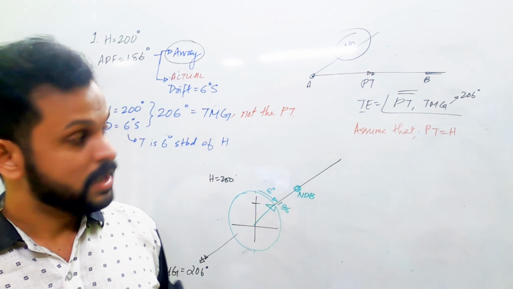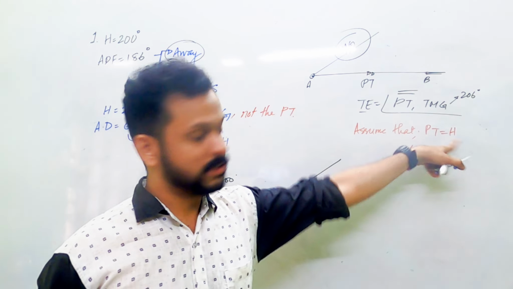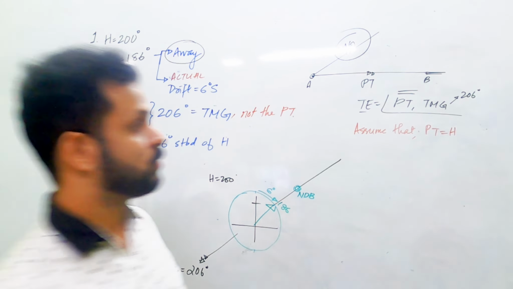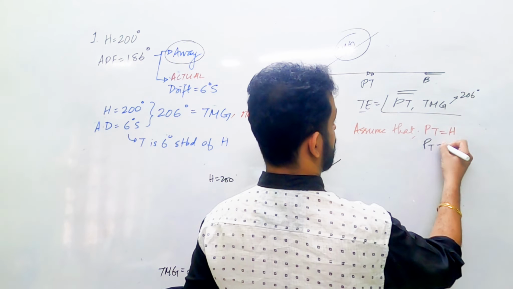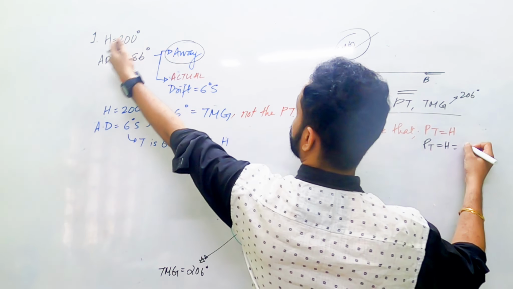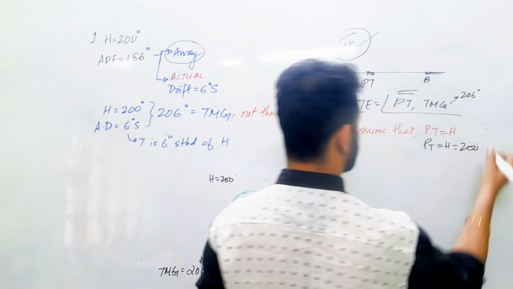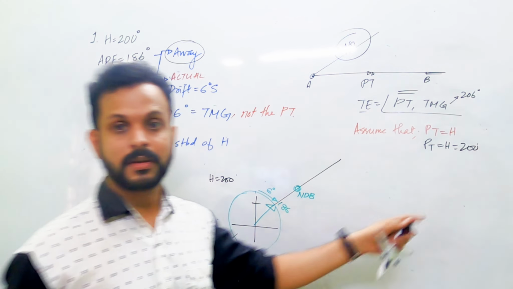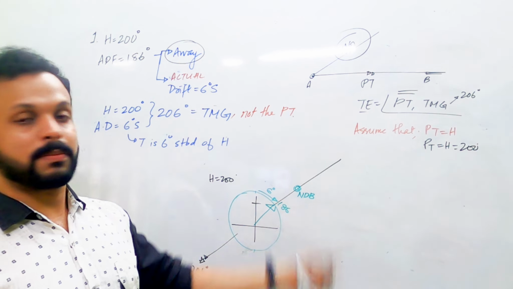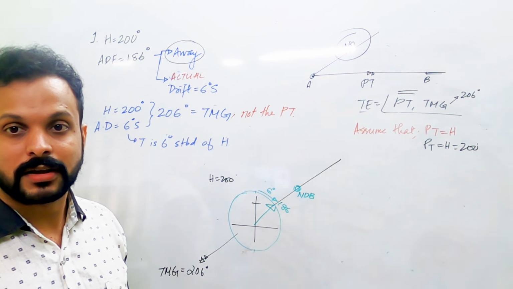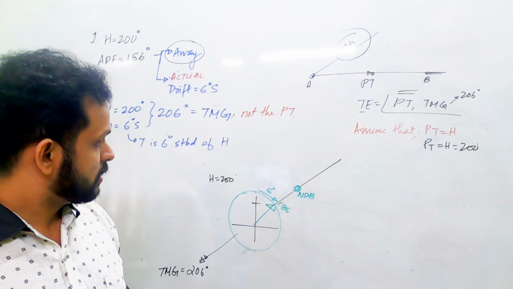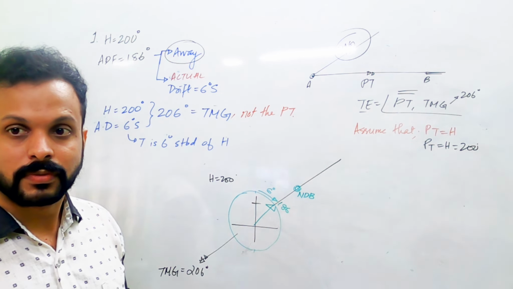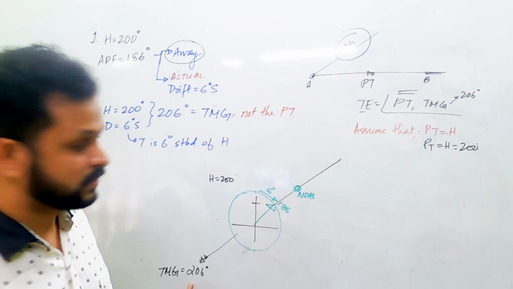Right? Therefore, if I assume planned track is equal to heading, what is my planned track now? My planned track is equal to heading is equal to 200 degrees. Now we will come back to this point again and we will see why we have taken this. So now I got my planned track. What's my planned track? My planned track is 200 degrees. Now where will I locate that? 206 is here. So 200 is here.